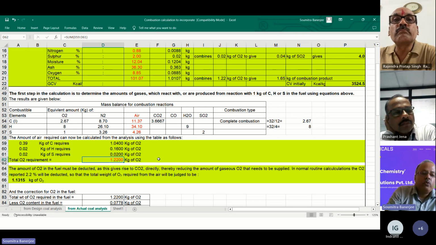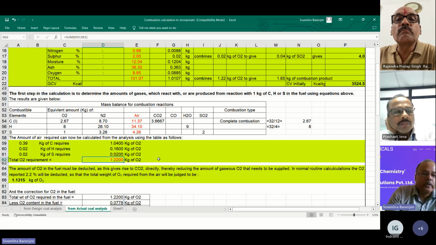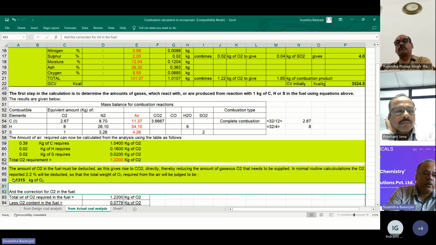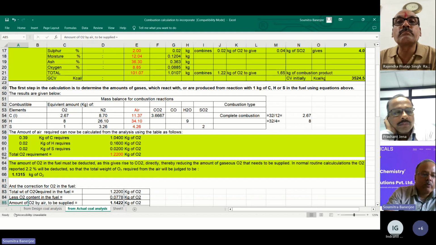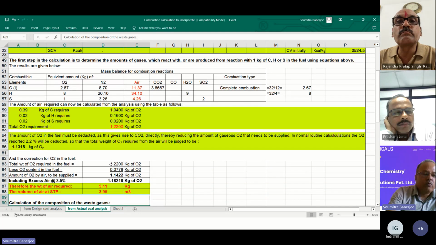The amount of O2 in the fuel should be deducted. So whatever O2 is there in the fuel should be deducted from it. So oxygen here, 8.85, is deducted from here, and you get 1.13, 1.1315. And the corrected O2 for the fuel, total volume required would be 1.22, less O2 content in the fuel, 1.14.